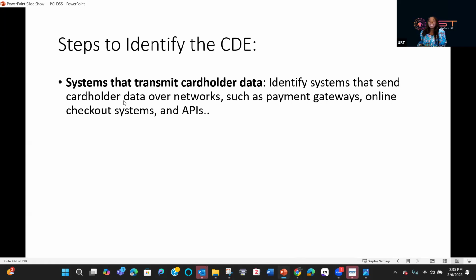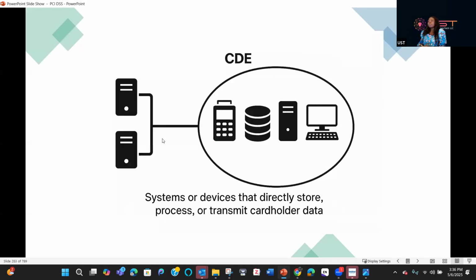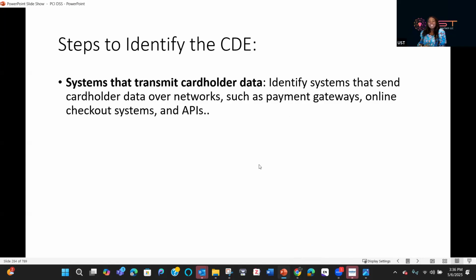Systems that transmit or collect cardholder data: identify systems that send cardholder data over the networks, such as payment gateways, online checkout systems, and APIs. Do you see? Remember, more or less, we localized it in the local area network. But now what about systems that send cardholder data over the network? If they have to do that, then they also become in scope.